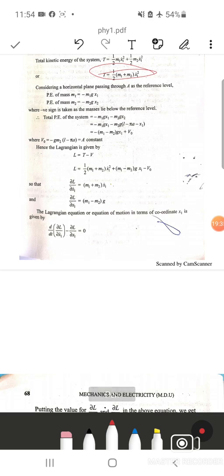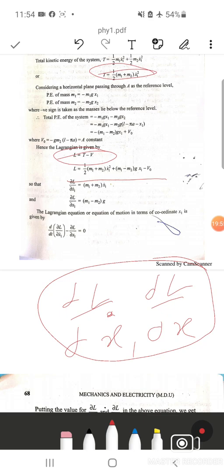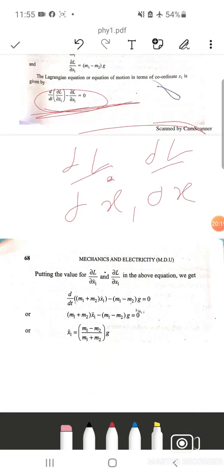So taking the Lagrangian L equal to T minus V, putting the value of T and V, we will get L equal to this. Then finding curl L by curl x1 dot and curl L by curl x1, you find these two derivatives, and then put these in the Lagrange equation that is given by this equation. Then curl L by curl x1 dot will be equal to (m1 plus m2) into x1 dot, and curl L by curl x1 will be equal to (m1 minus m2) into g. Then putting these in this equation, we simply get d by dt of curl L by curl x1 dot, that is (m1 plus m2) x1 double dot, minus curl L by curl x1, that is (m1 minus m2) g, equal to 0.